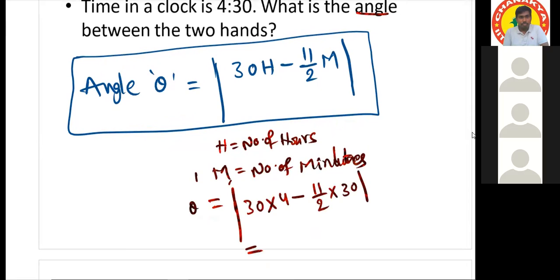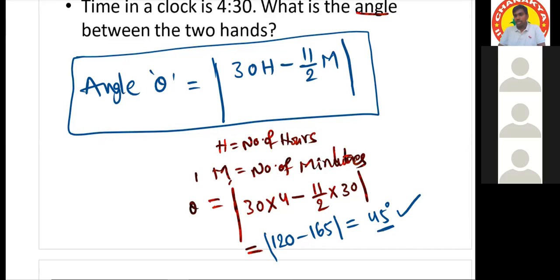So 120 minus 165. Actually, this is minus 45 because it is in modulus. Inside of modulus, it may be positive or negative. When it comes out, it will be positive, right? Yes, sir. So answer is 45 degrees.